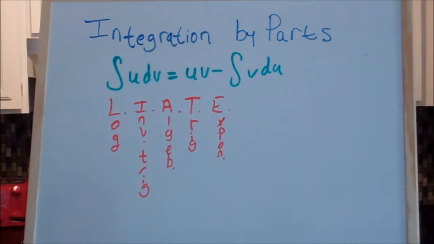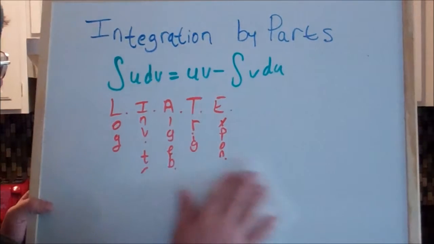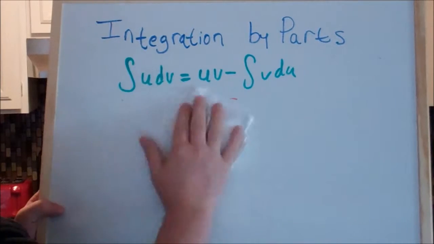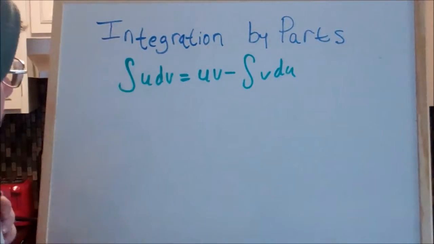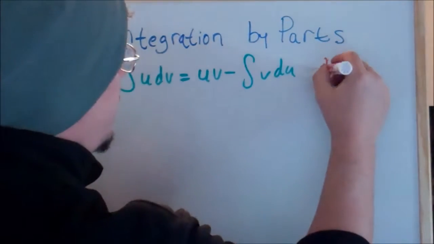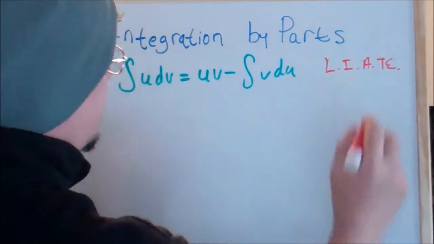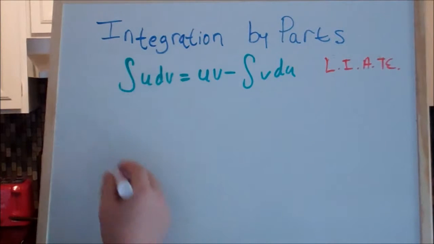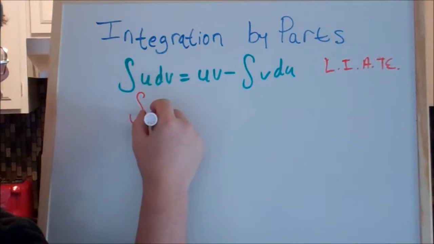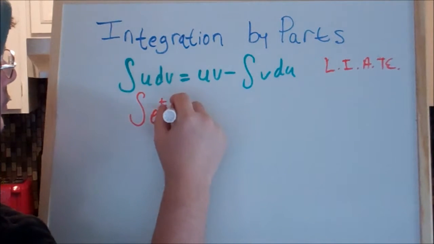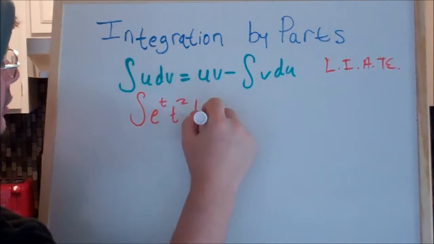Alright, so let me go ahead and move this acronym to the side so I can refer to it later, and we will start to solve a problem. LIATE is LIATE. Okay, let's start with this integral. We'll say the integral of e to the t times t squared dt.